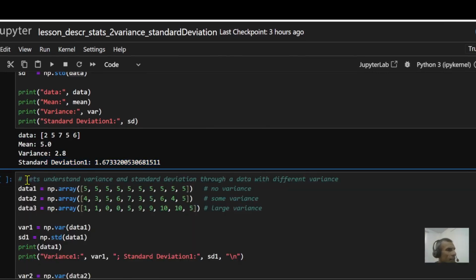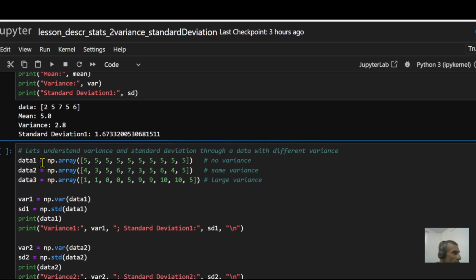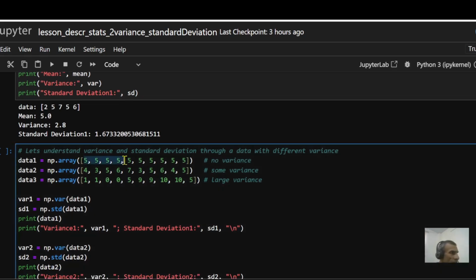Now let's dive a little bit deeper into variance and standard deviation through some examples. So let's say I have this data, and in data 1 you can see all numbers are 5, 5, 5, 5. All of them are 5. In data 2, I have a different set of numbers. Look at this: 4, 3, 5, 6, 7. So the data is varying a little bit. In data 1, there is no variation happening in your data.